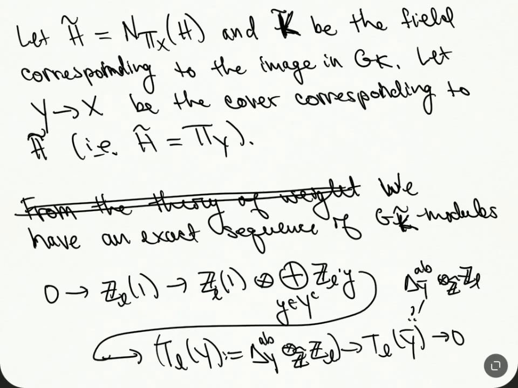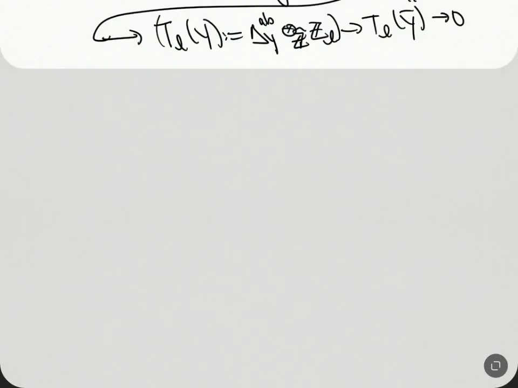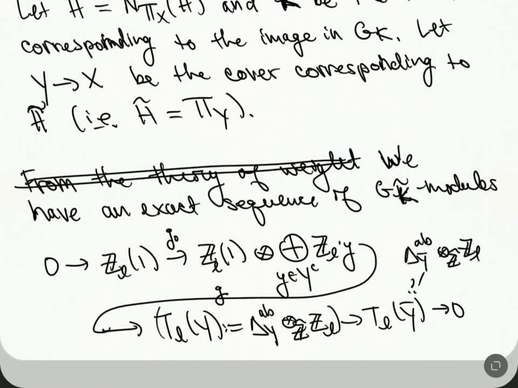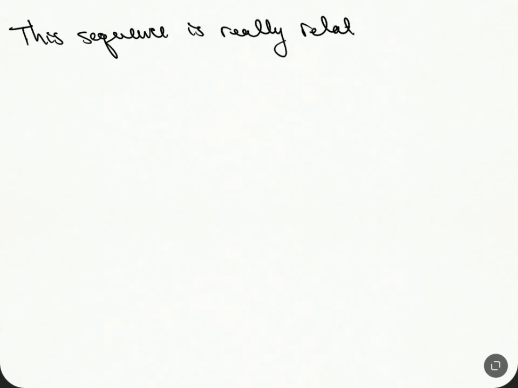Okay? Now I'm going to state the part that has to do with weights. So let me give some names to these. First, let's call this G0, and we'll call this map G. Okay, so this sequence is really related to the weight filtration.